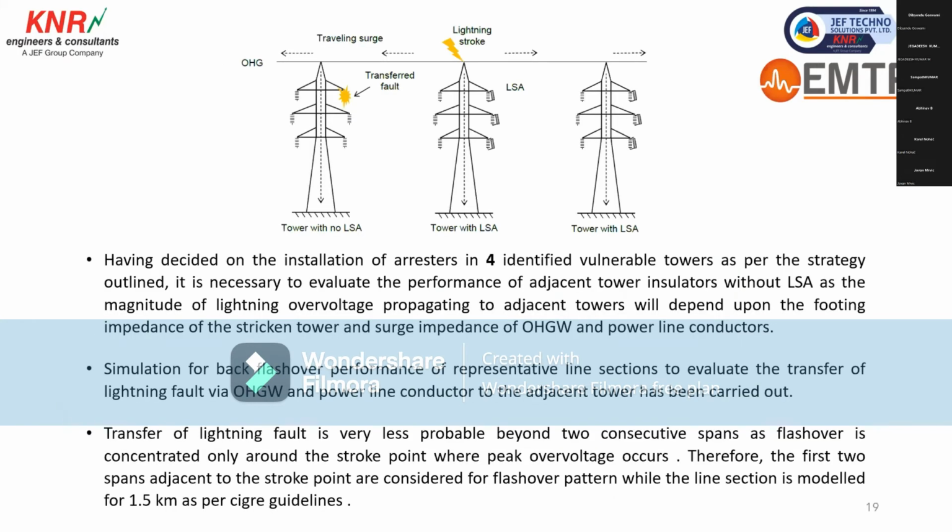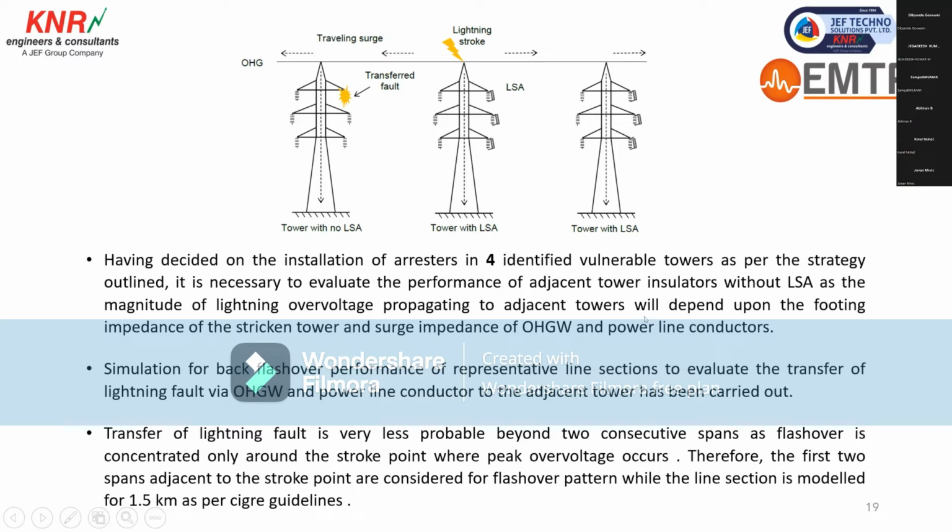So once we have selected the strategy that we're going to employ for targeted line performance, the next exercise is the insulation coordination verification. Because if we change any topology or include or exclude any device in the network, the nature of reflection and refraction is going to change, and you need to verify that the insulation coordination is still intact. So there is a possibility of fault being transferred to the adjacent towers. So that's what is being explained here.